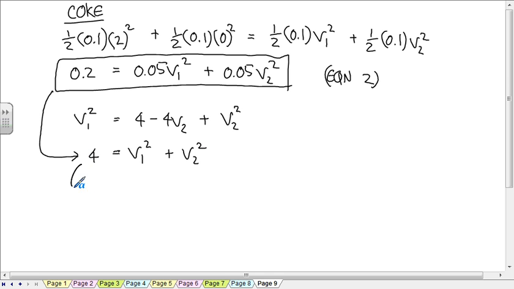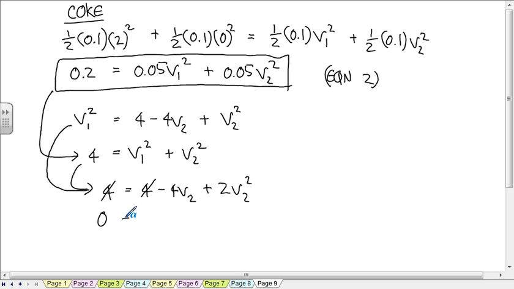And now I'm going to substitute this one into this one. So you get 4 is equal to 4 minus 4V2 plus 2V2 squared. The 4's cancel, and you get 0 is equal to minus 4V2 plus 2V2 squared. Quadratic formula gives you V2 equal to 0 or 2 meters per second.